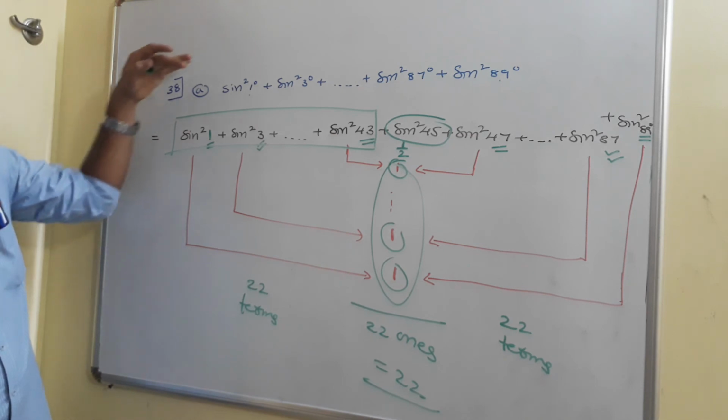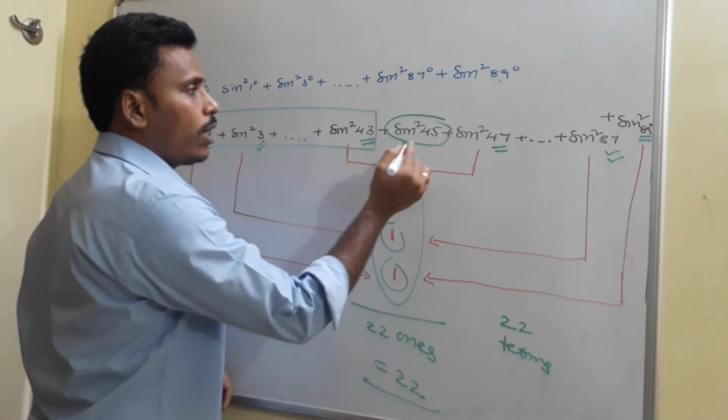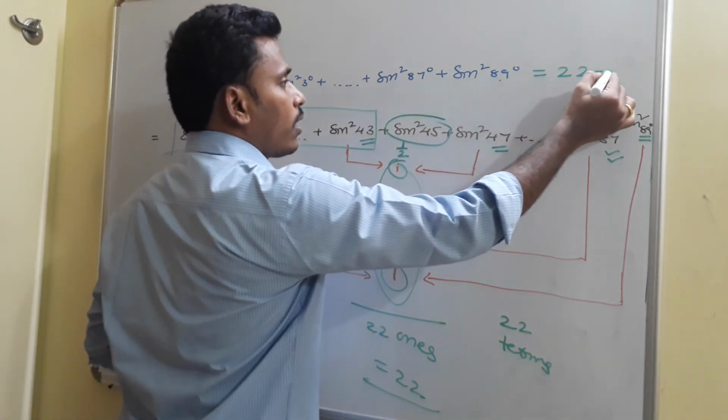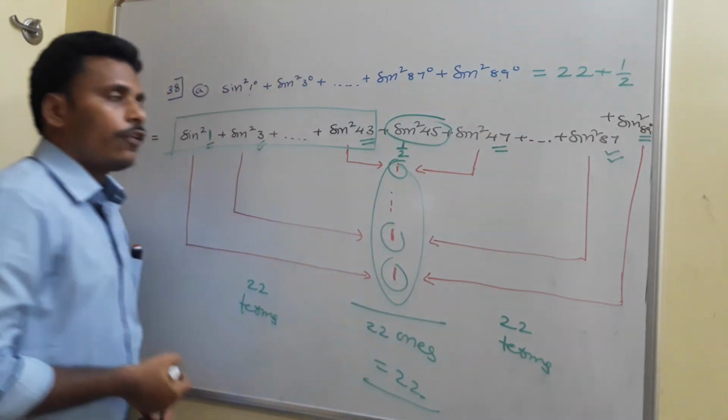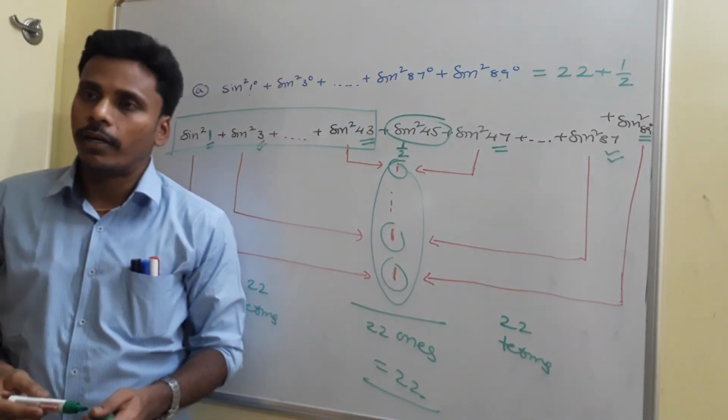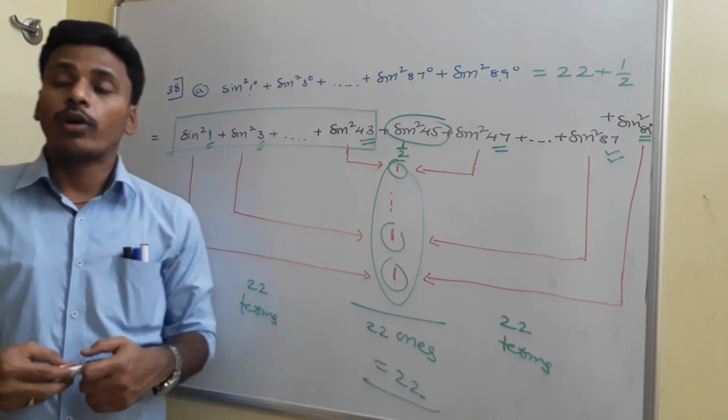And we are going to calculate the sum. See, there are 22 ones along with 1 by 2. So the result is 22 plus 1 by 2. If you simplify, it is 45 by 2. Is it clear? Have a look at the problem once again.